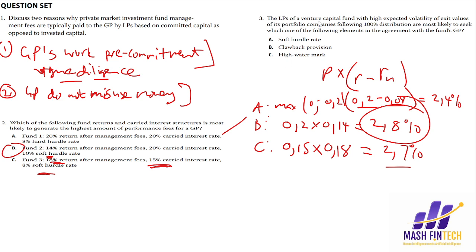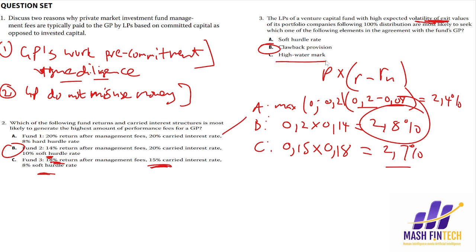The LPs of a venture capital fund with high expected volatility of exit of portfolios following 100% distribution are most likely to seek which one of the following? So they will seek a clawback provision. Remember this, because there's a high expected volatility of exit. Anything can happen. They might lose their money. So the clawback is that the money goes back to the LPs if the GPs underperform in subsequent years.